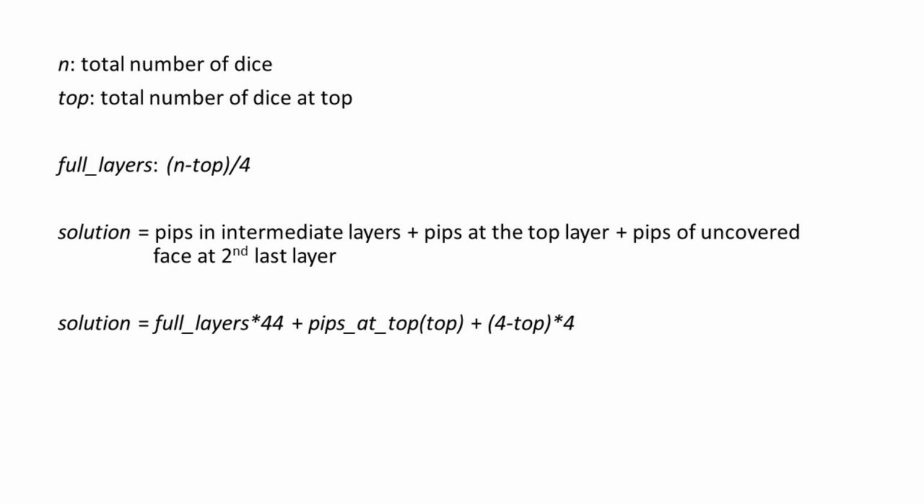Now obviously, if the top layer is not full, then we can see some pips of the second last layer. So we have to discover the pips of the uncovered faces of the second last layer. Then the solution will be this: full layers times 44, because these layers will be totally hidden. As I said, we have only 44 values possible. So 44 times full layers plus pips at the top, which is the base case.